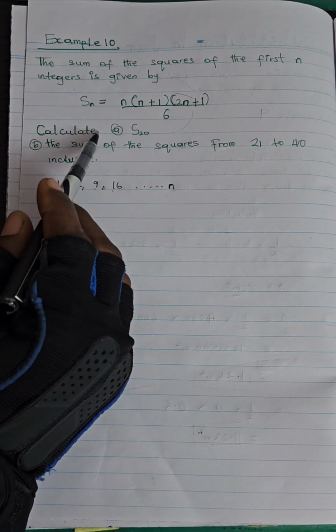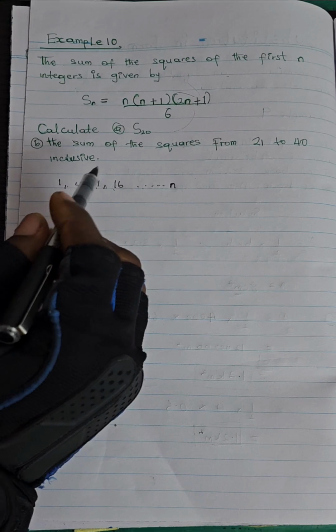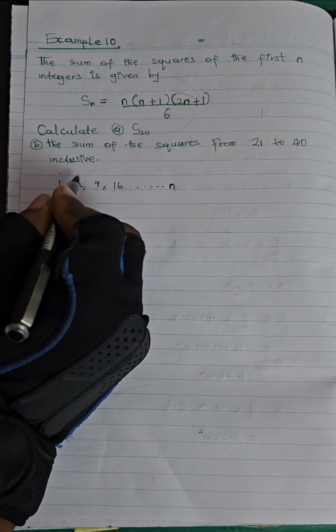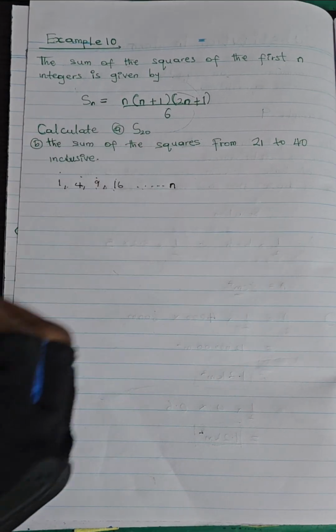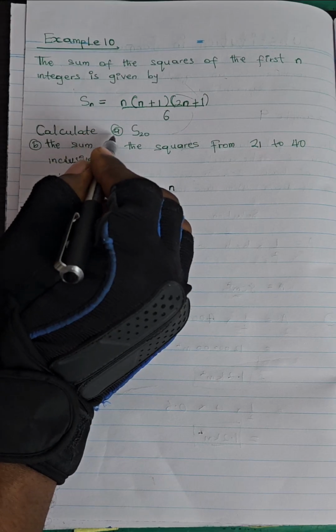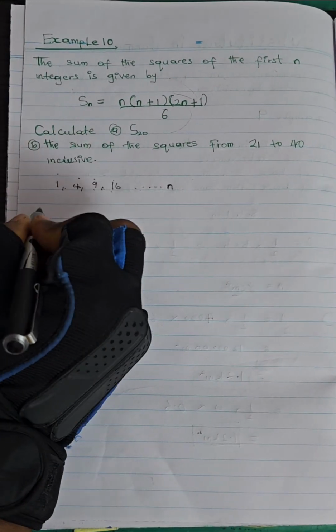So you're being told to calculate S20, meaning the sum of adding the squares till you reach 20, because this is for 1, 2, 3, 4. You keep counting 5, 6 till you reach 20. So all we need to do is just substitute 20 into this formula. So in that case, this Sn. Let's solve for it.